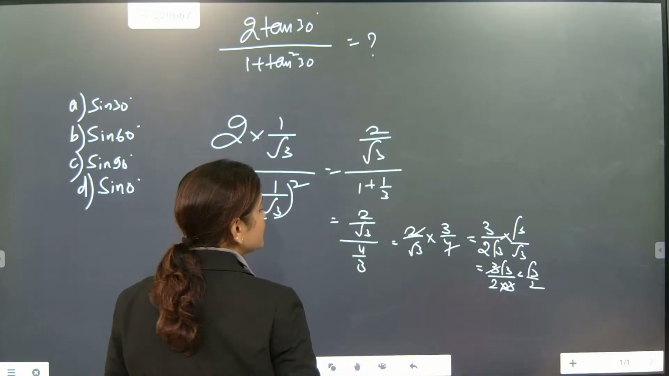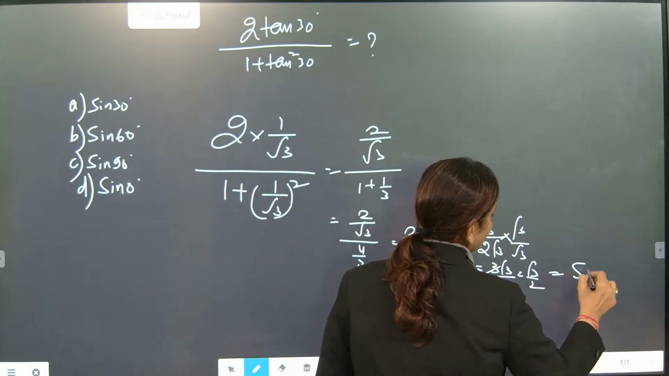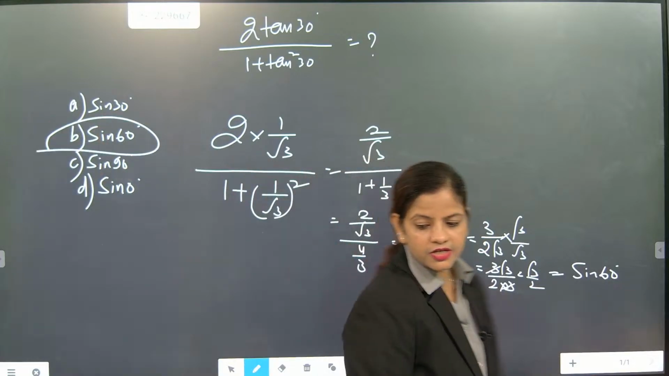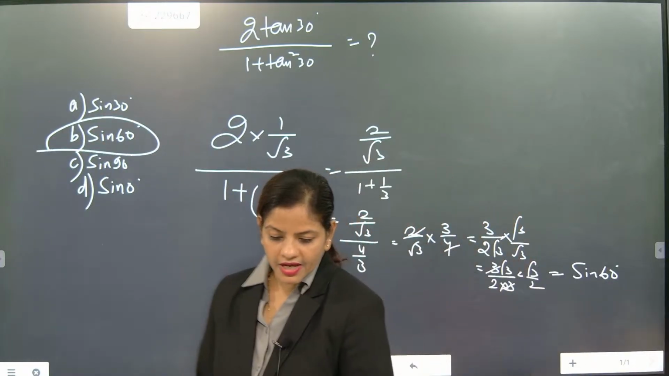This is directly sine 60 degree, and the answer is coming as B. Understood. The correct answer is coming as B.